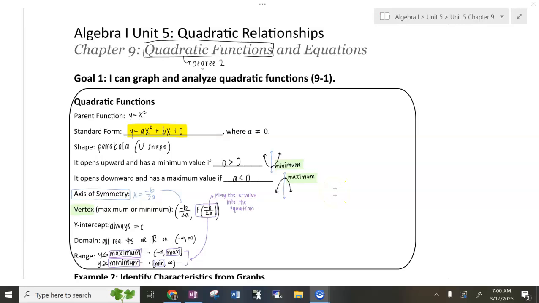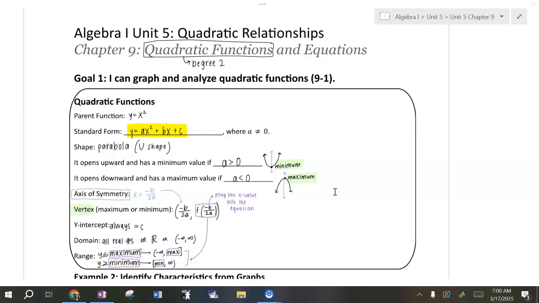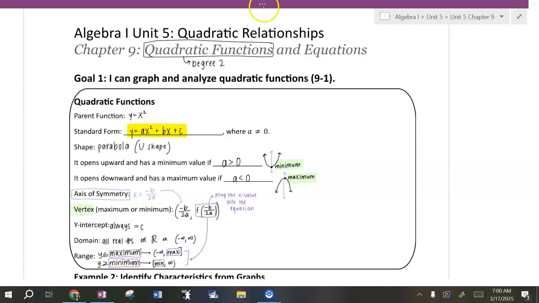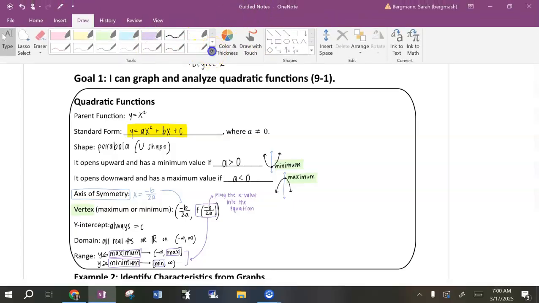Hey girls, today we're going to be learning about quadratic relationships, which we know from our polynomials chapter means that this is going to be degree 2 or the power of 2. And the first thing that we're going to learn about is just graphing them and analyzing what their graph looks like. So first things first, let's take a look at the parent function.